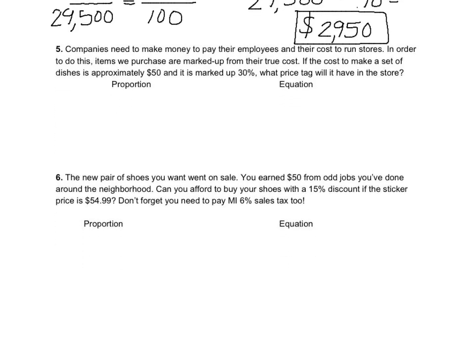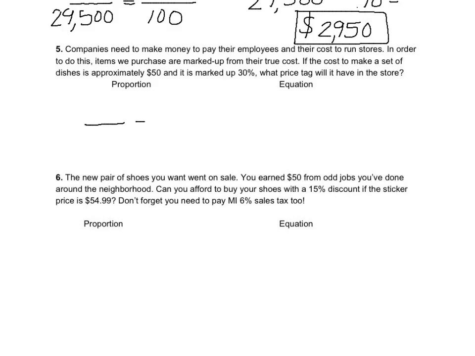All right, number 5. Companies need to make money to pay their employees and their costs to run stores. In order to do this, items we purchase are marked up from their true cost. If the cost to make a set of dishes is approximately $50 and it is marked up 30%, what price tag will it have in the store?